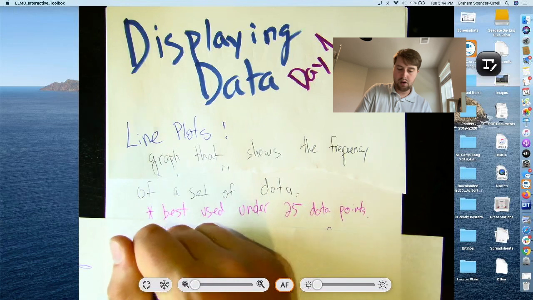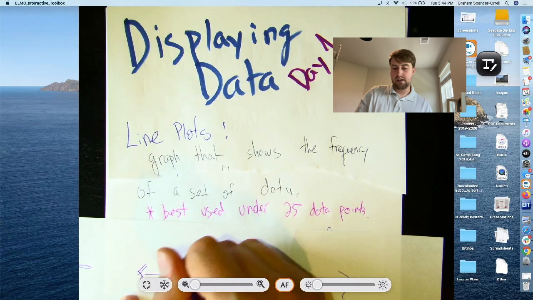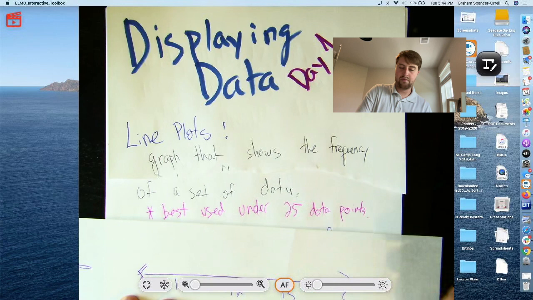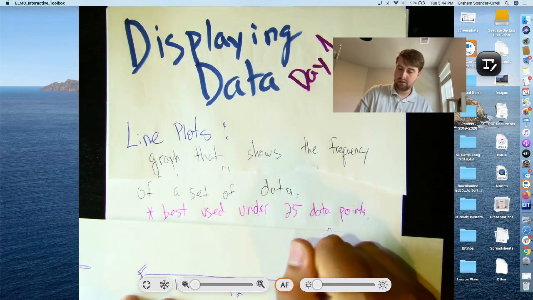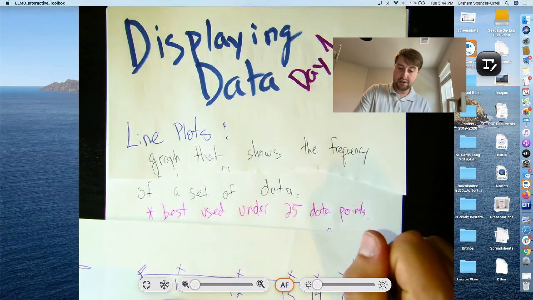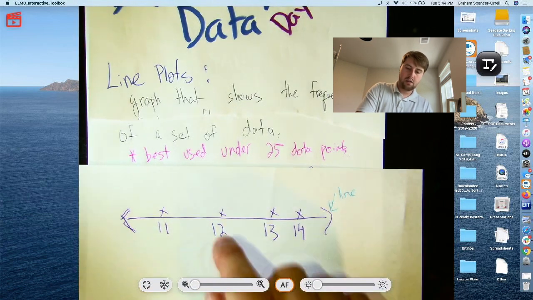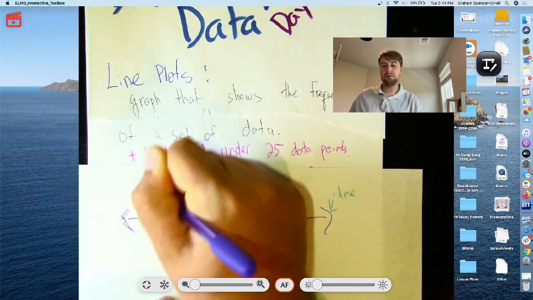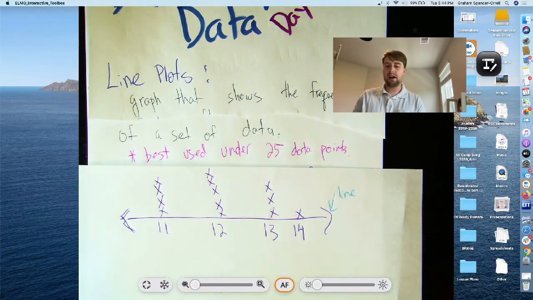We're gonna have some people who are 11, some people who are 12, some people who are 13, maybe somebody who's 14, and then we would just put a mark. This is our line. And then we put a mark for each person's age. And every time you go down, so our math class, if we had 25 people, we would end up with 25 X's. That would allow you to visually see how many people are at each age.